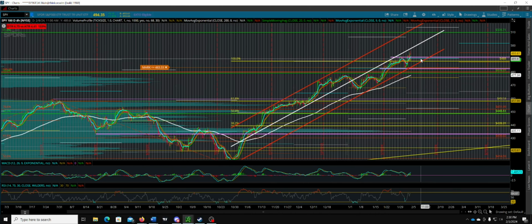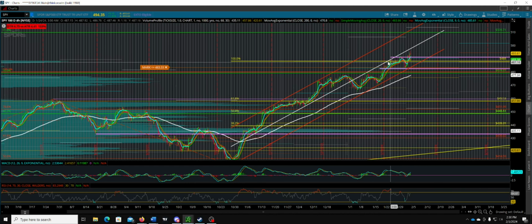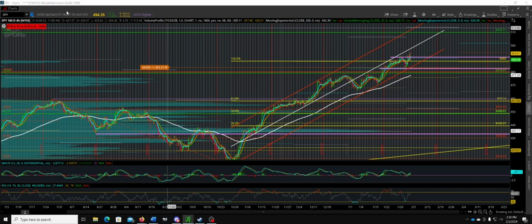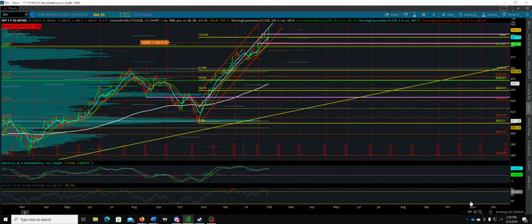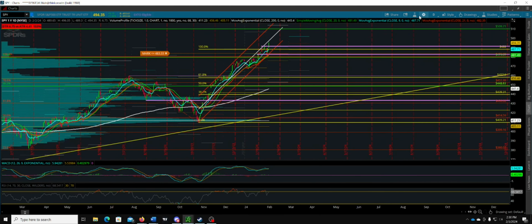Okay, maybe 490. 488 was a huge level. That was the daily Fibonacci extension level. It hit it on Friday, almost on the nose. All right, and yes, if you look at my daily, I have a Fibonacci level going pretty far.